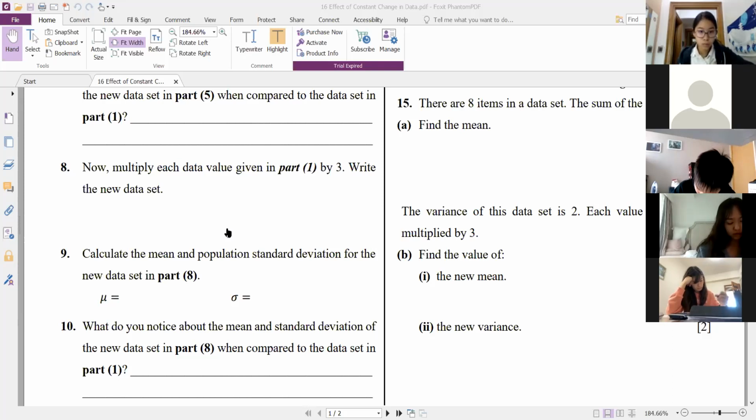Okay, this is good, Lily. For the variance, you find the new standard deviation. The new variance will be, yes, this is correct, Lillian. Good job.